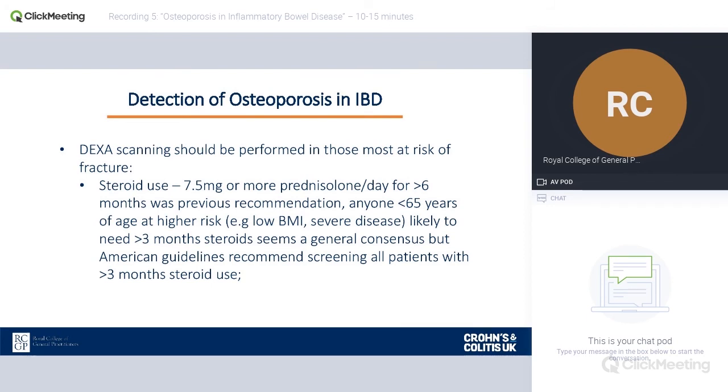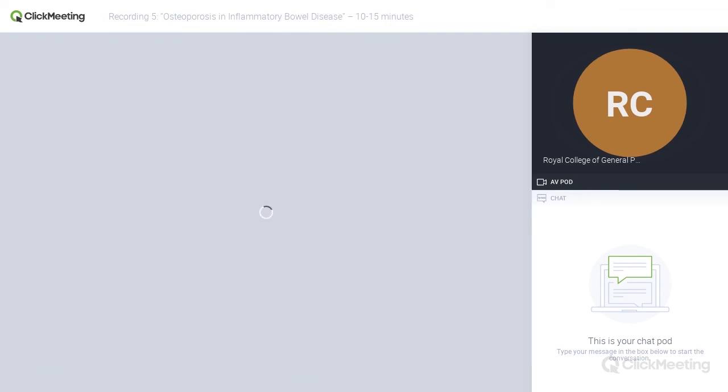Anyone under the age of 65 that's at higher risk for other reasons, so low BMI, and consider those with prolonged, active, uncontrolled disease. We've talked about the fact that inflammation carries a risk of bone loss. So I think there aren't hard and fast rules about who we should be doing a DEXA on, but we need to be thinking about those that have got chronic uncontrolled disease being at higher risk.